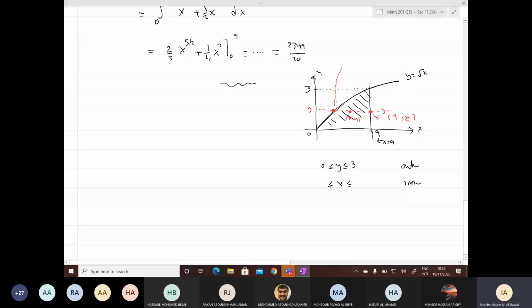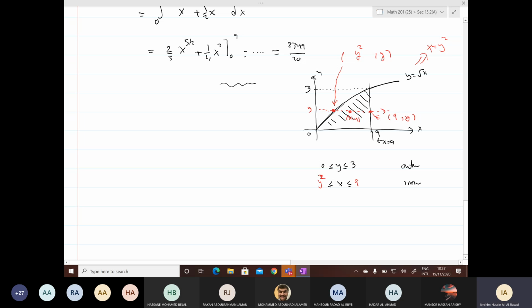Now this point here, the y coordinate is y. What is the x coordinate for this point? Y squared. This point lies on the parabola y equals root x. I need x, so we just solve for x and get x equals y squared. So the x coordinate will be y squared. So here x will go from the x coordinate here to the x coordinate here, from y squared to 9.